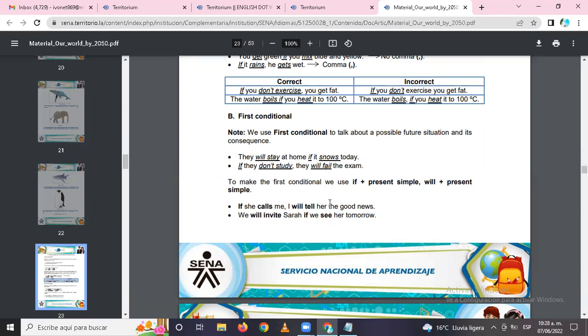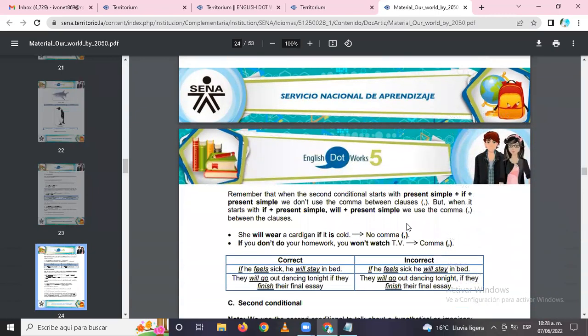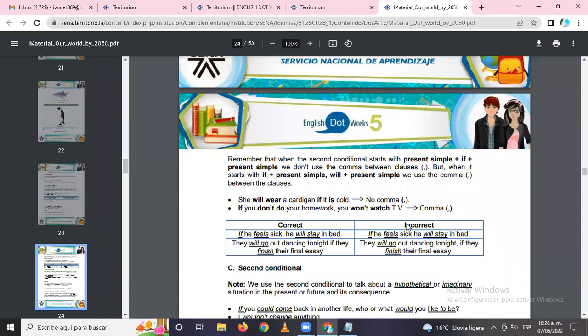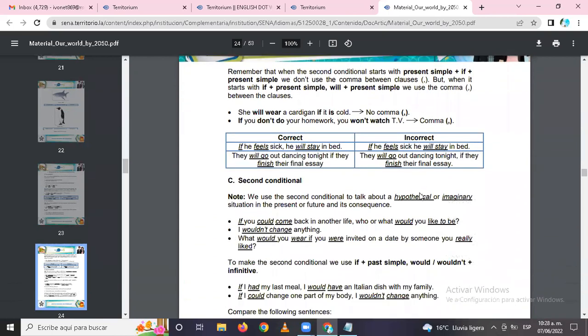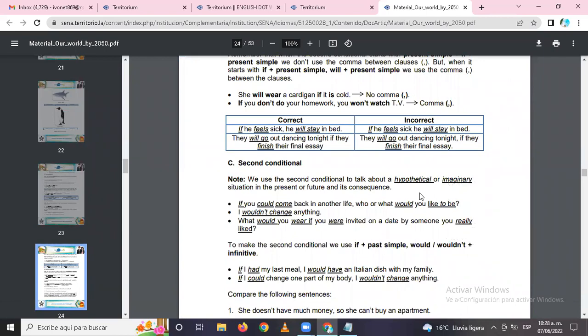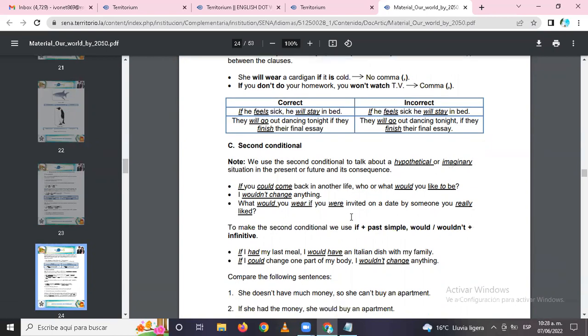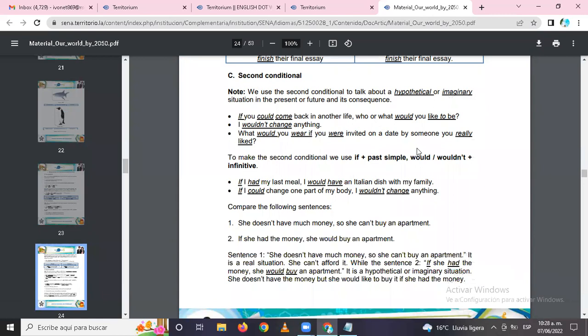We will invite Sarah if we see her tomorrow. Remember that when the sentence starts with the present simple plus if plus verb in infinitive, we don't use the comma. And here we have what we saw, the second conditional, hypothetical, imaginary situation. If you could come back in another life, who or what would you like to be? The same examples we had before.